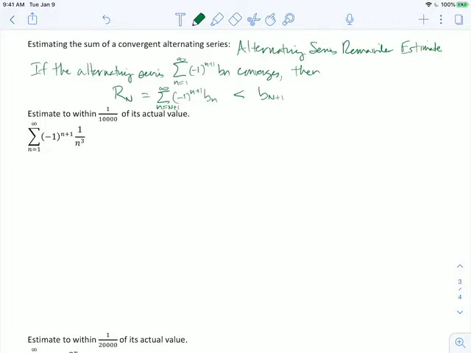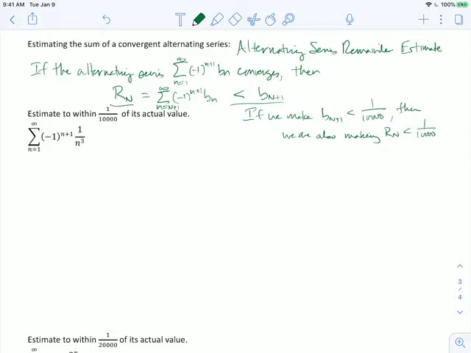So we want to remember the point of this is, if we were to make b sub n plus 1 less than, say, whatever our error is, but in this first example it's going to be 1/10,000th, then because of this inequality where the remainder is less than b sub n plus 1, we're also making the remainder less than 1/10,000th, which is really what our goal is. So by keeping the n plus first term less than our desired error, we're making sure that the remainder is less than our desired error.